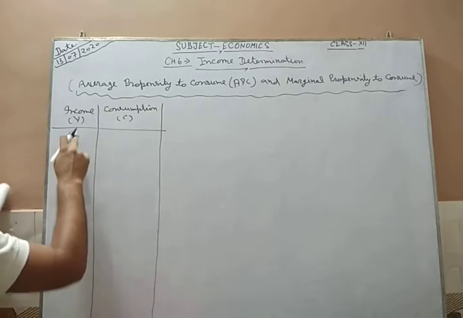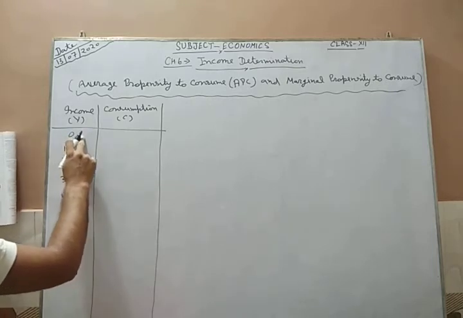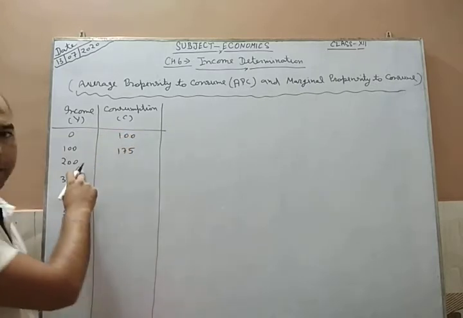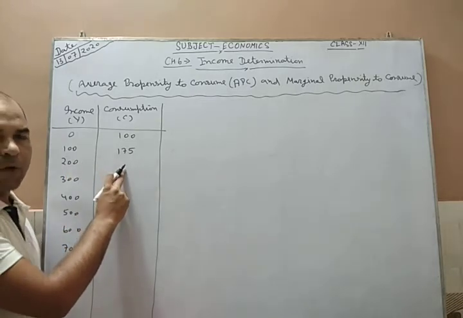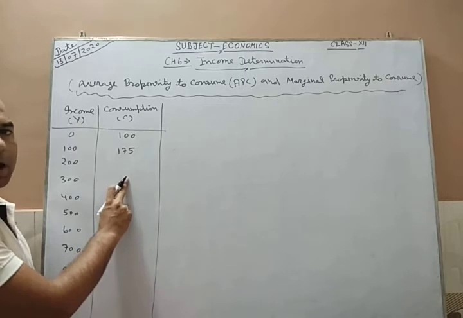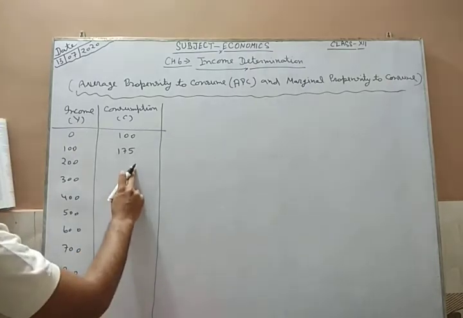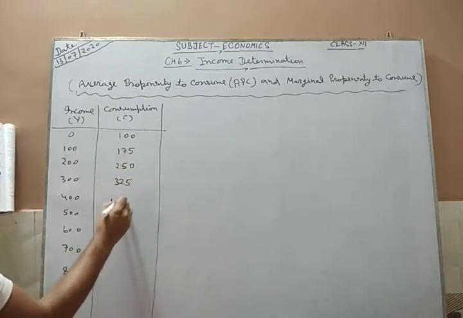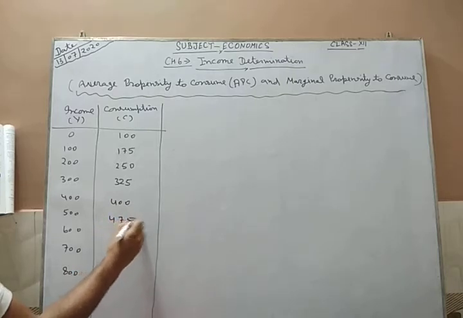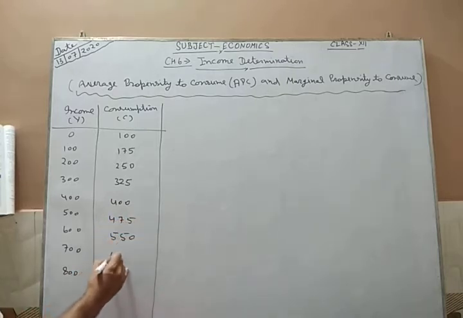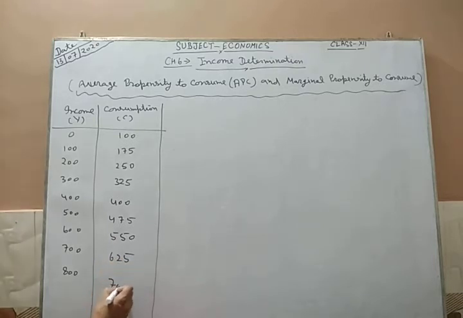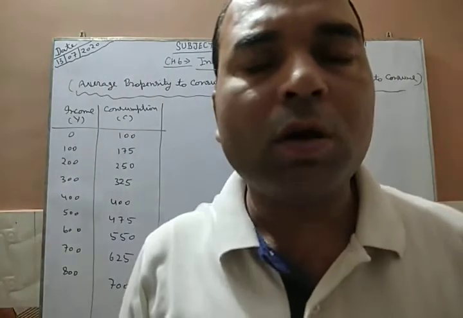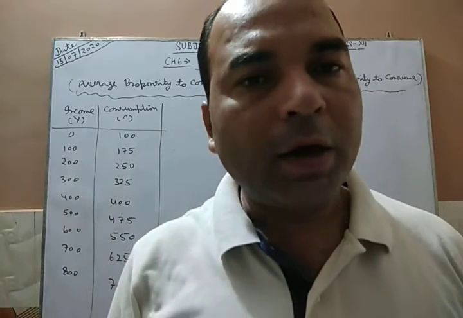And when income is 0, then consumption is never 0. So we will start here from 100, 175, because here the difference is 100 but here the difference is 75, because income is increasing but consumption is increasing less. 100, 175, 250, 325, then 400, then 475, then 550, 625 and 700.